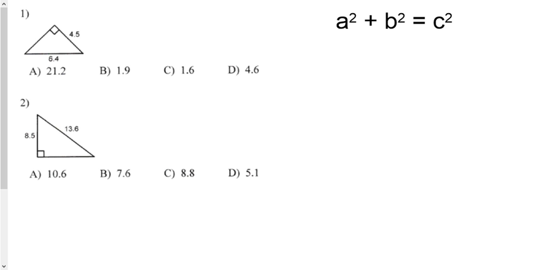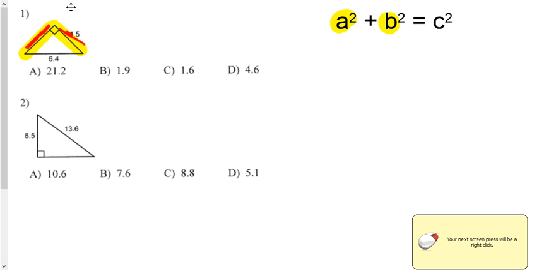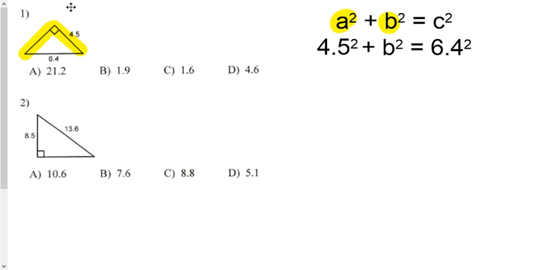Number one, you see that we have a right triangle, and the first thing you need to do is go find the legs, and the legs are always going to be attached to that right angle. In this case, they gave us 4.5 for A. The hypotenuse is that unhighlighted side of the triangle, so we'll put that in for C. And in this case, we'll just go solve for B. And here's the work for that.